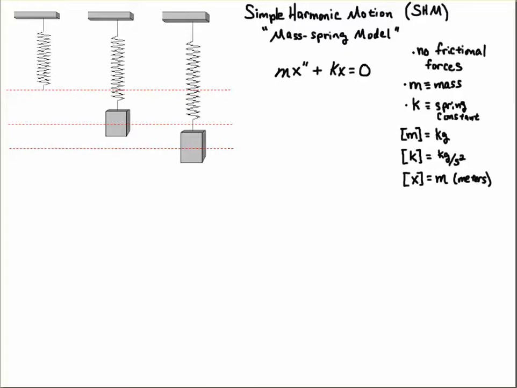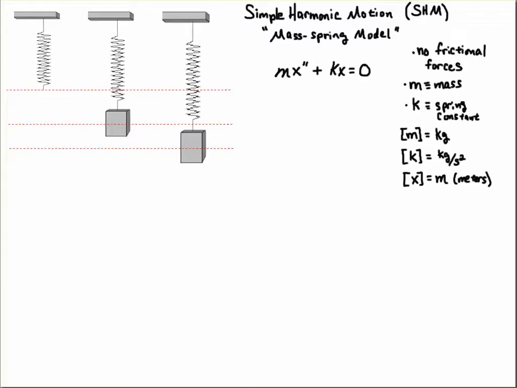Hello students, in this video I'm going to derive the mathematical model or equation of motion for a mass spring system. This is known as simple harmonic motion. You might also see this as an undamped-free model. That means there are not going to be any frictional forces in our mass spring system.